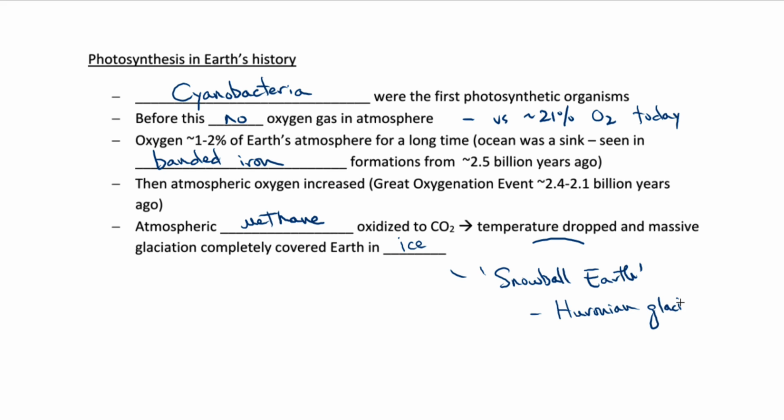So this is just another example of the profound effect that photosynthesis has had on Earth's history. Photosynthesis produced the oxygen that allowed the evolution of aerobic organisms, and also at one point plunged the whole Earth into a global ice age.